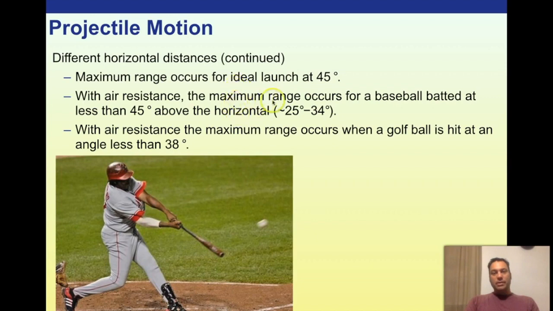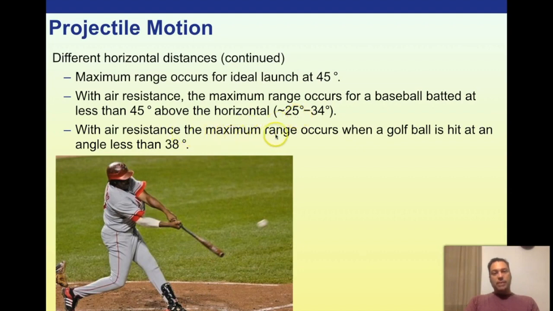It keeps it from wanting to explode up and get its full height. So it's easier to hit it at a lower angle and let velocity really take over. It turns out that the best angle to hit a baseball at on planet Earth, now if you're on the moon you'd want to hit it at 45, but on Earth, is between 25 and 34 degrees.